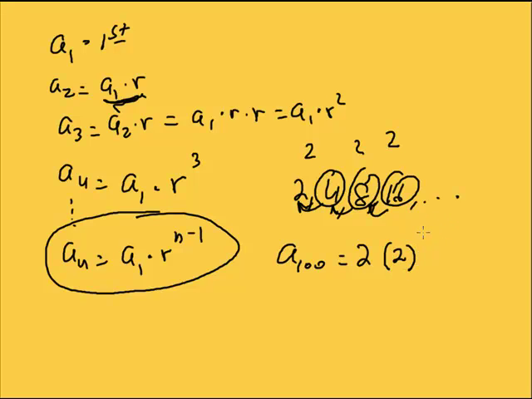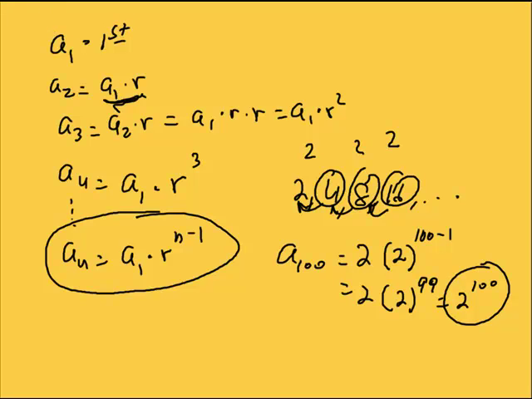And then my n is 100 minus 1. So my answer is 2 times 2 to the 99, which is really 2 to the 100. And that's a big number, so we're going to leave it like that. Alright, that's a geometric sequence.